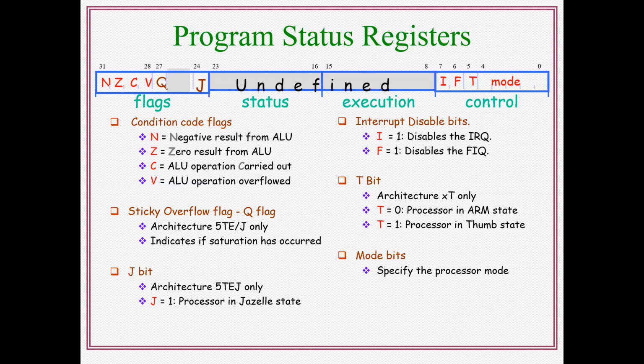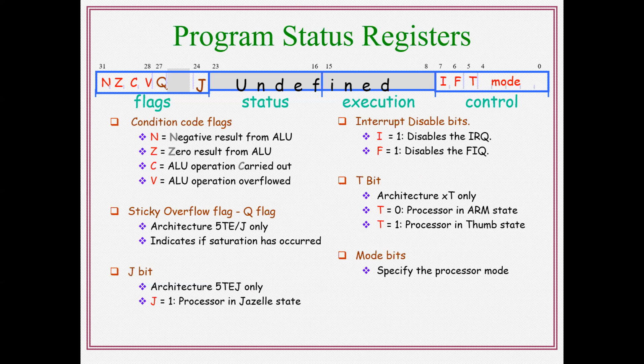bit is supported. That indicates that if T equals 0, the processor enters into ARM state. If T equals 1, the processor enters into Thumb state. So Thumb state is supported. Thumb state and ARM state can be decided by the T bit, Jazelle state can be decided by the J bit. And the last one is mode bits, which specify the processor mode.